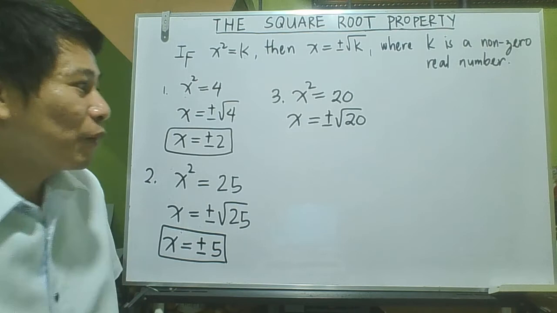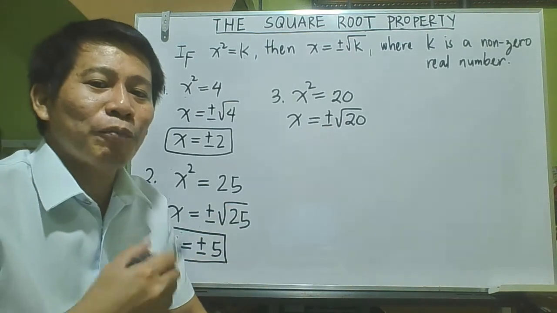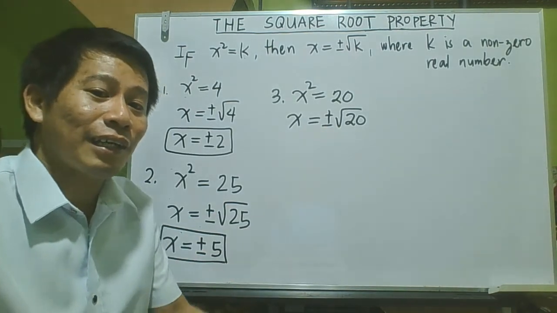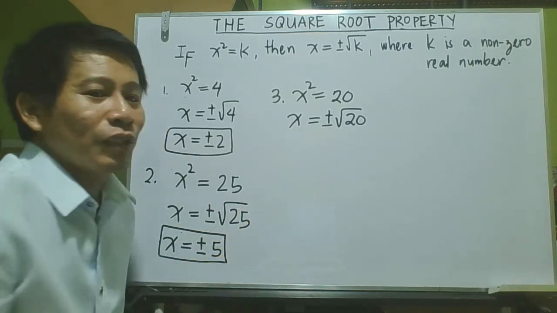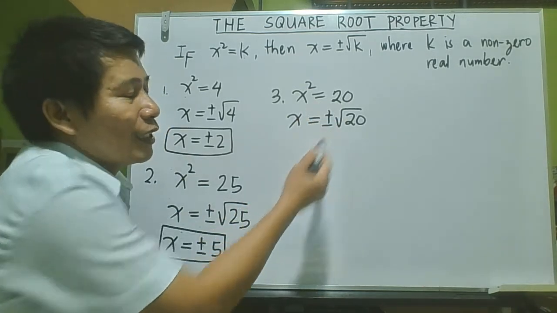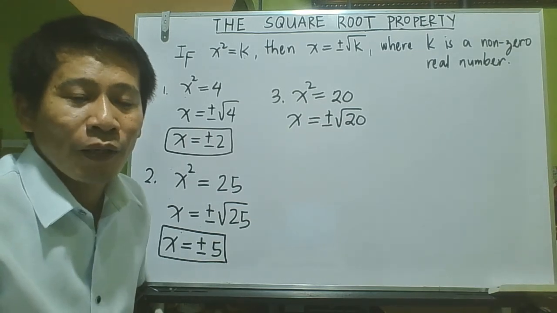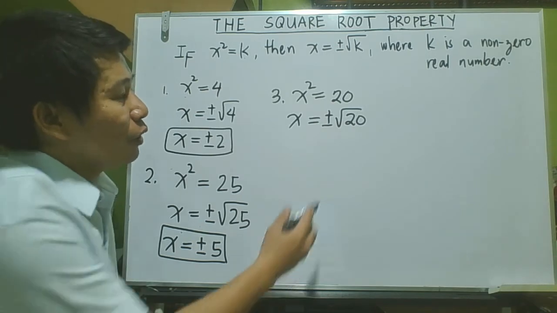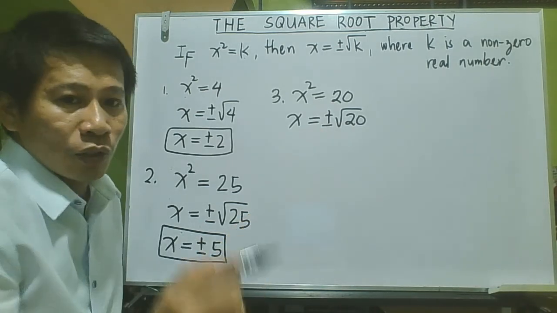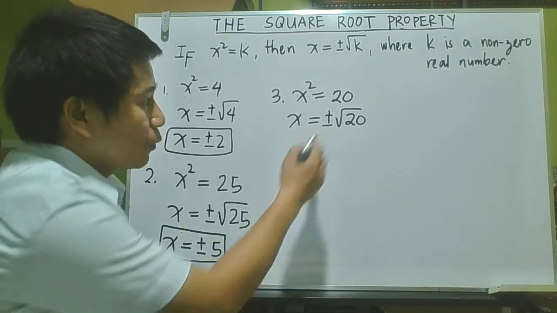Since 20 is not a perfect square, we cannot get the exact square root. So what are we going to do? If our k is a non-perfect square, we can simplify it. So how are we going to simplify it? This is what you're going to do.